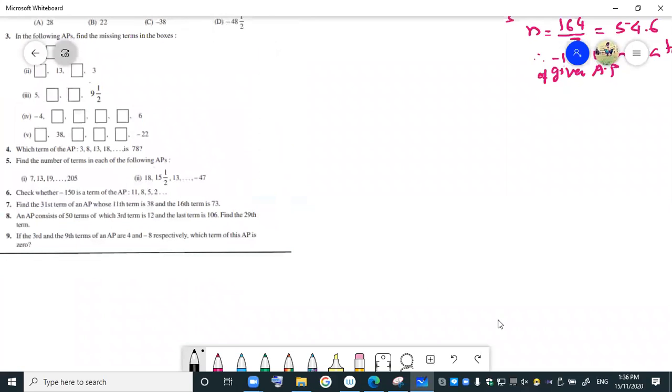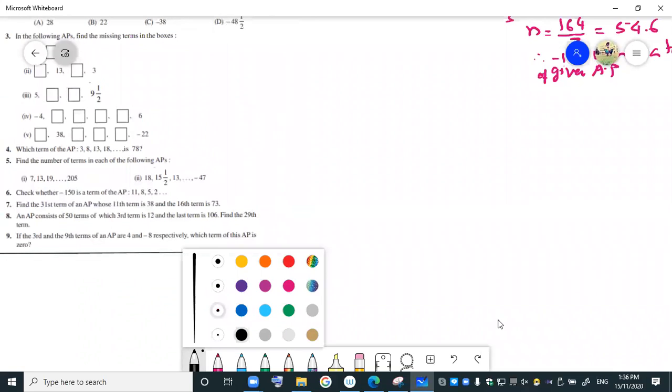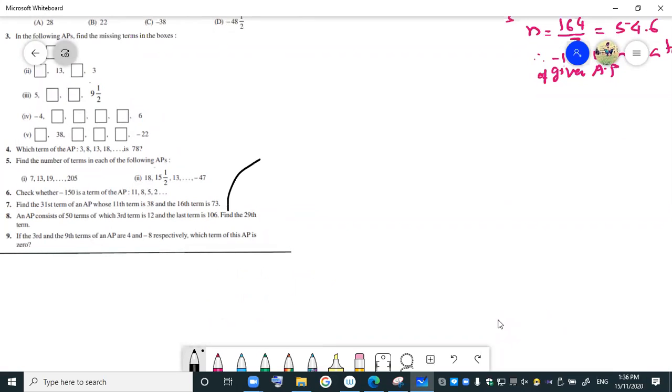So the last 2 questions. In question number 8, an AP consists of 50 terms. So n is equal to 50, and the third term A3 is equal to 12, and the last term, meaning nth term, is 106. Find its 29th term. A29 we have to find out. So last means nth term. So this 50 is the last term.